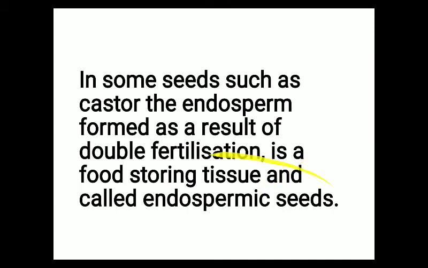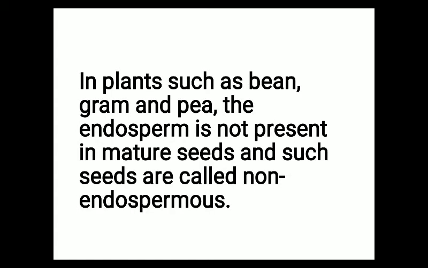So what are endospermic seeds? Endospermic seeds are those seeds in which the endosperm persists and remains present. Although the embryo uses some of that endosperm, still the endosperm persists and is left over in the seed. Such seed is known as endospermic seed. On the other hand, in plants such as bean, gram and pea, the endosperm is not present in the mature seed, and such seeds are called non-endospermous seeds.